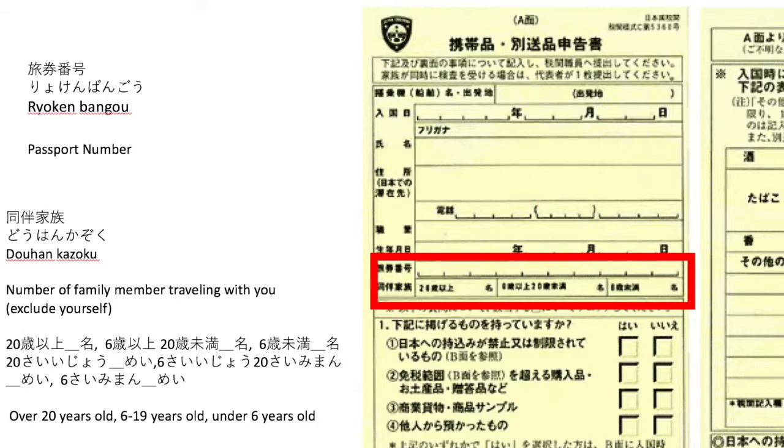If you have a family member that's over 20, you write it on the left side. If you have a family member that's 6 to 19 years old, you write it in the middle. And if you have a family member that's under 6 years old, you write it on the right side. So you're supposed to write the number of people in that column.